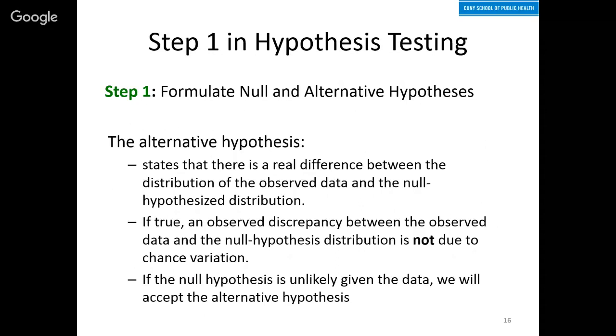So if the alternative hypothesis is true, then hopefully the data that we observe, the sample that we draw, will look like something inconsistent with that null hypothesis, something that would be too unlikely to happen from chance variation if the null hypothesis were true. And so if that's the case and the data we observe seem very unlikely, we will accept the alternative hypothesis.